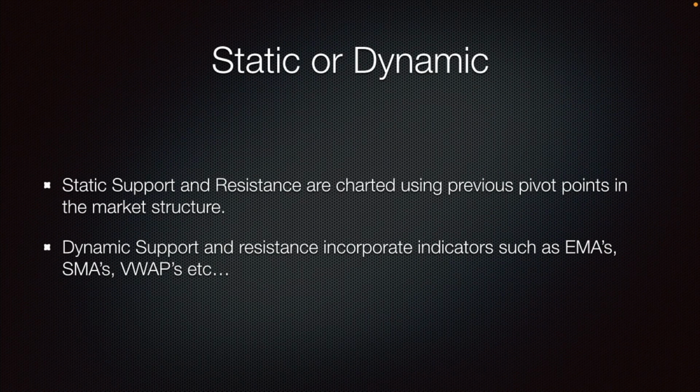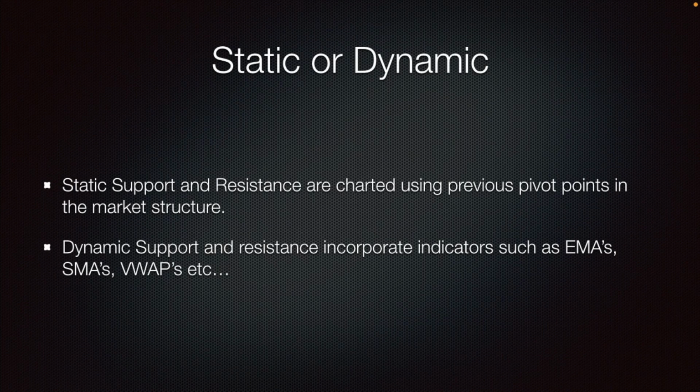Alright, real quick before we get into the charts, we're just going to explain that there are really two types of support and resistance: dynamic and static. When we're looking at static support, we're looking at the market structure and the chart using pivots, and we're going to start mapping out horizontal levels. So that's one way to think about it.